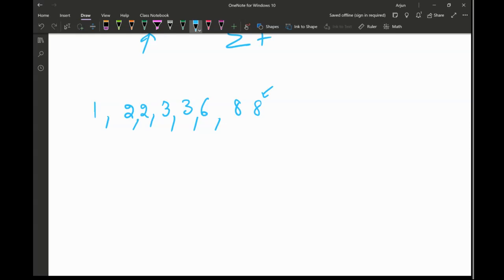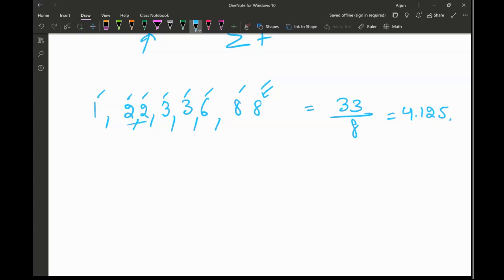So it'll be 8 plus 8 plus 6 plus 3 plus 3 plus 2 plus 2 plus 1. So that comes out to be 33. And how many terms are there? 1, 2, 3, 4, 5, 6, 7, 8. 8 terms are there. So divided by 8, which is 4.125.